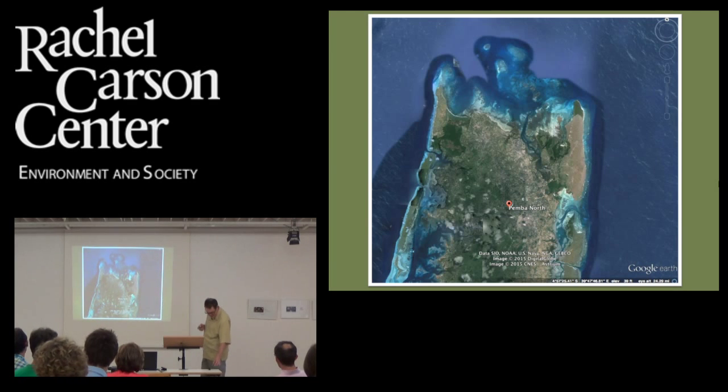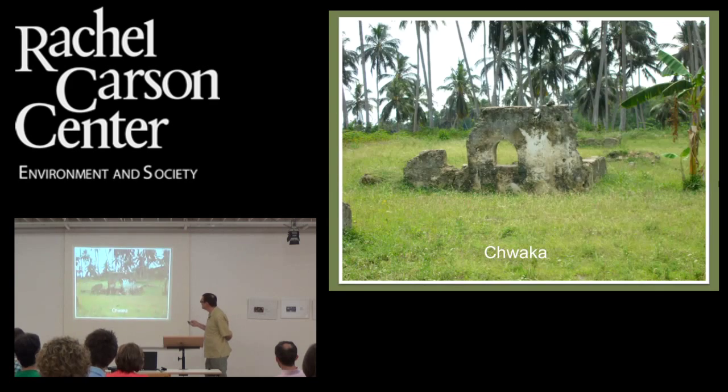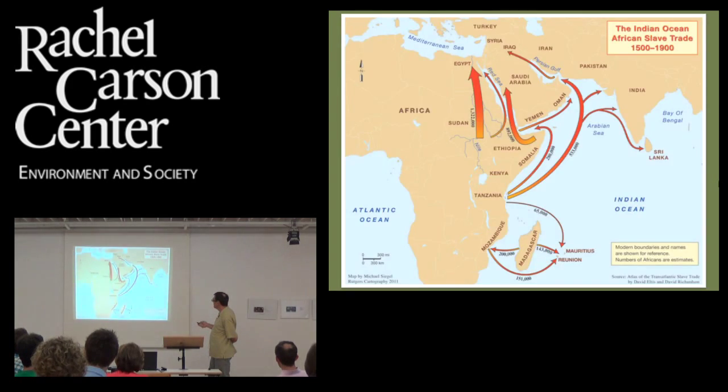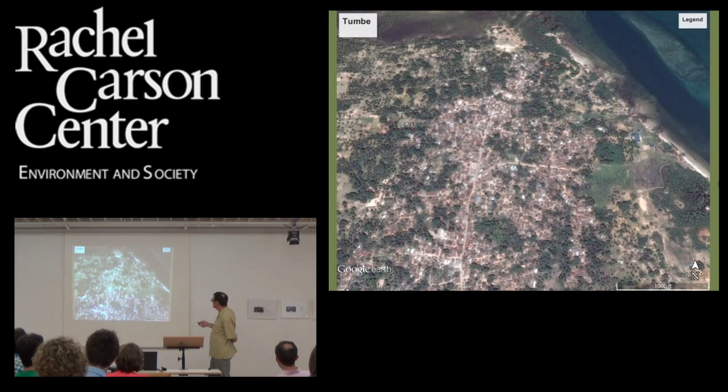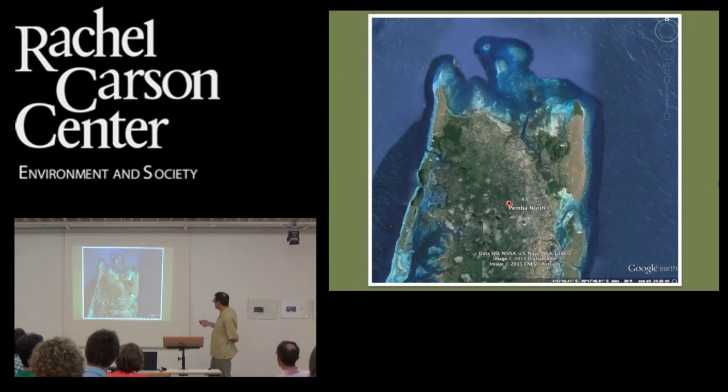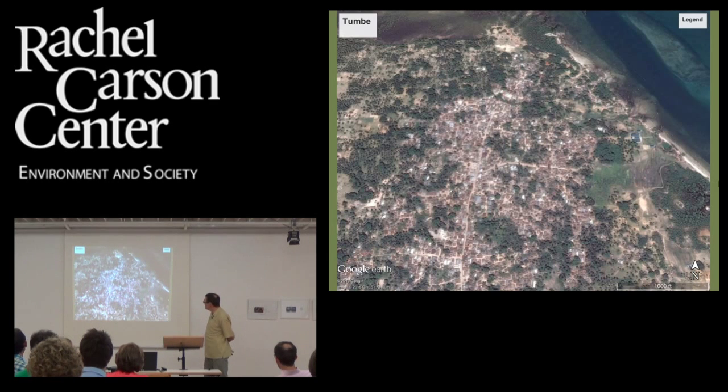So I'm going to take us now to Pemba Island, the northern side of Pemba Island. Whoops, you were right, Ash. So right up here is where we're going to be zooming in on Google Earth to a place called Tumbe. This is the town of Tumbe as it exists today.